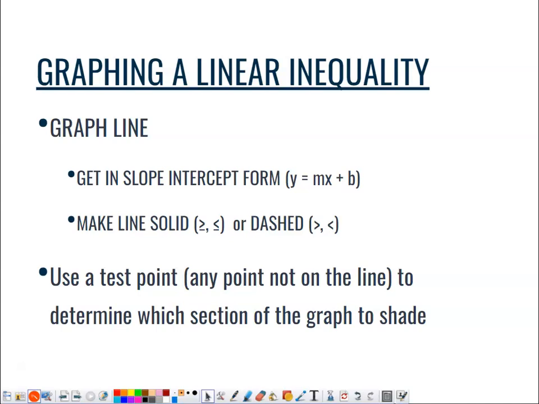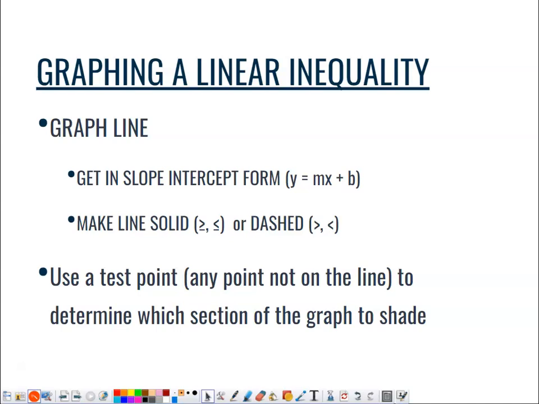So the first step that we need to do is graph that line, and this can involve either getting it into slope-intercept form and identifying your slope and your y-intercept. And then we also need to keep in mind solid lines versus dashed lines.